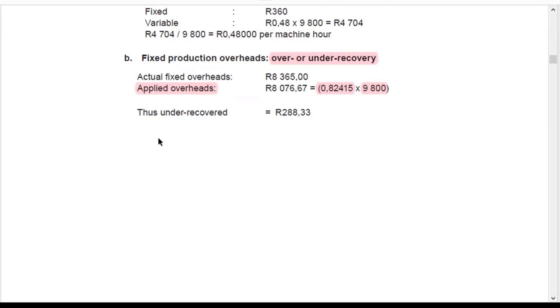You guys remember the applied overheads, right? Yes. That's actually flex budget. That's you flexing your budget because you are using your budgeted rate, your estimated rate, multiplied by what actually happened. Then you always compare it to your actual spend and then see, did you overestimate or underestimate?